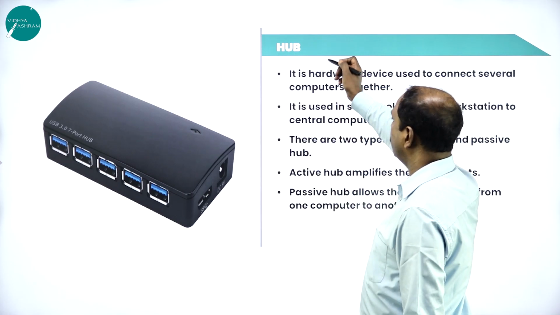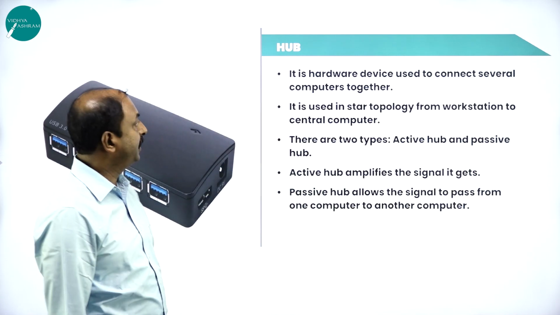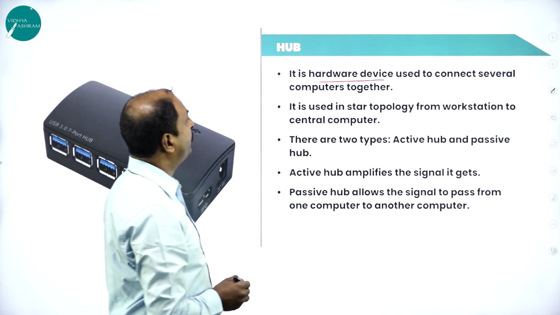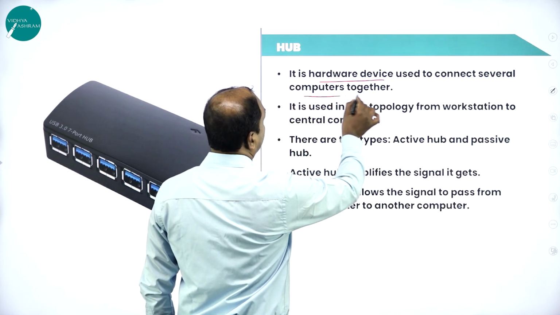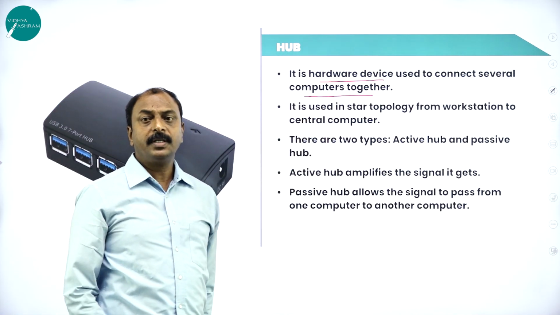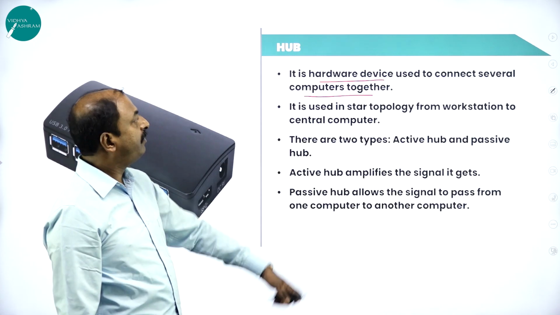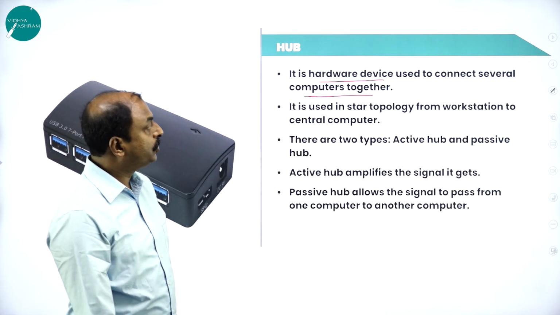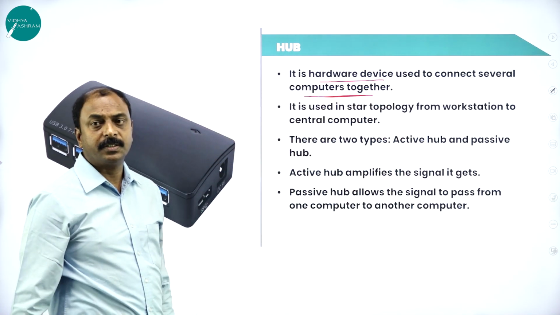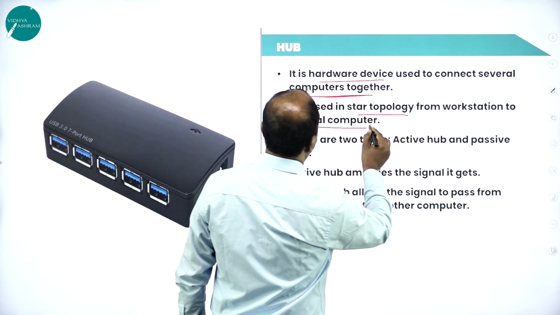So the first one is the hub. Now look at the diagram of the hub. This is a network device. It is a hardware device used to connect several computers together. We are using this in our LAN connectivity. Now we know what a LAN is, the local area network. So there we are using this hub. It is used to connect several computers together for communication. It is used in star topology, from workstation to the central computer.